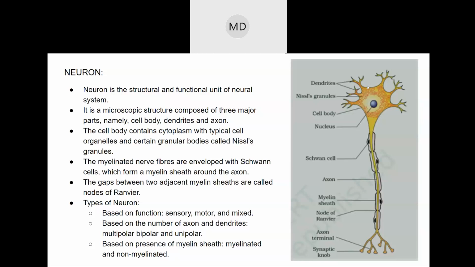Then there are dendrites, these branch-like things. This is the dendrite, and then there is the axon, this long stalk, stick-like thing. So this is the axon. A nerve cell is divided into three parts: the cell body, dendrites, and axon.